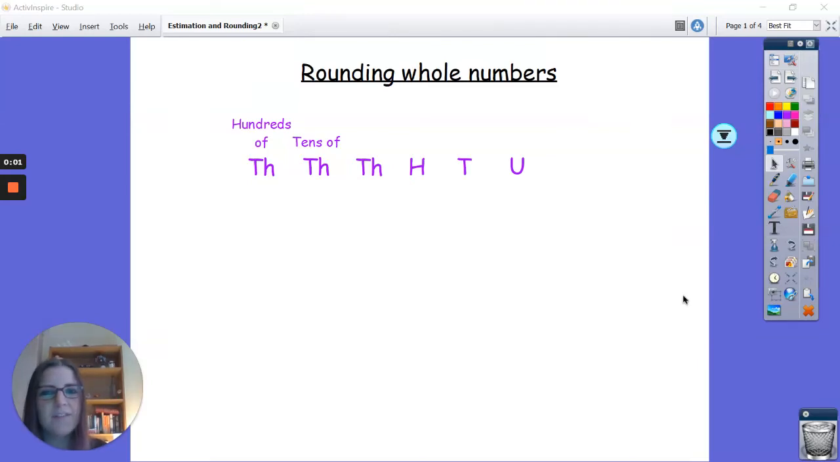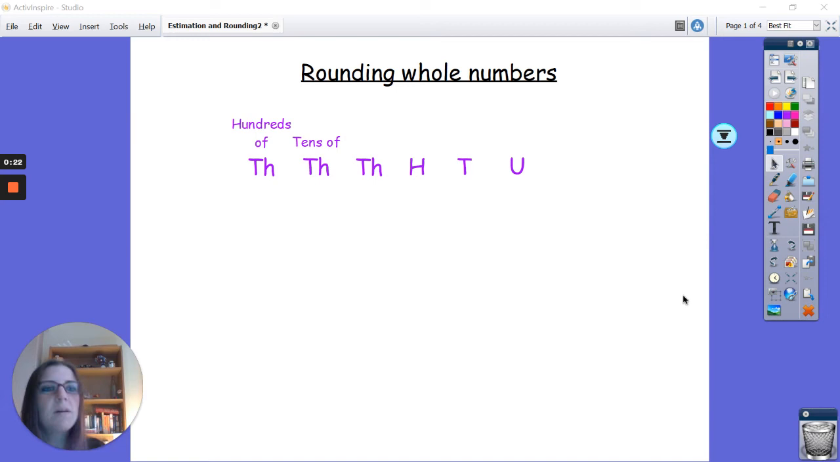Hi, in this video I'm going to look at rounding whole numbers. So we're not going to look at decimals just yet, we're going to just have whole numbers that we're going to round to the nearest 10, 100, 1000 and so on. But really once you understand the process and you can round to the nearest 10 or 100, then you can apply that to your larger numbers as well.